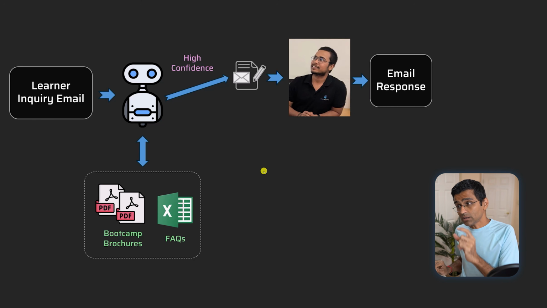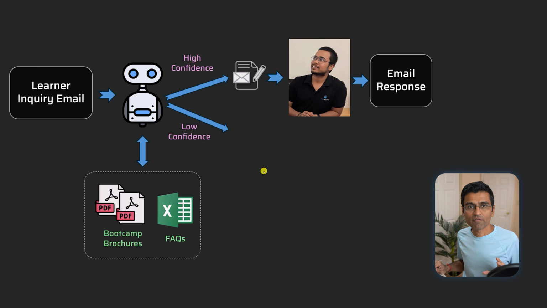Then there will be some answers where the LLM will not be confident. Okay, so it says, okay, I have low confidence. So we'll generate a score between 1 to 10. And let's say if the score is greater than 7, it is high confidence. So in that case, the answer will be drafted and it will be ready in Vishal's inbox. Okay, the draft will be ready. All he has to do is review it and click on the send button.